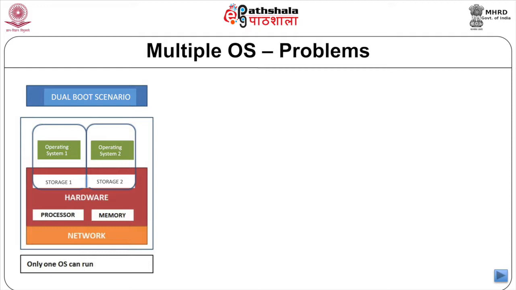However, the storage is not shared between the two operating systems. What does that mean? This means that operating system 1 will separately use storage 1, whereas the operating system 2 will exclusively use only storage 2 and not together. Together they will treat the ISA and the hardware similarly.